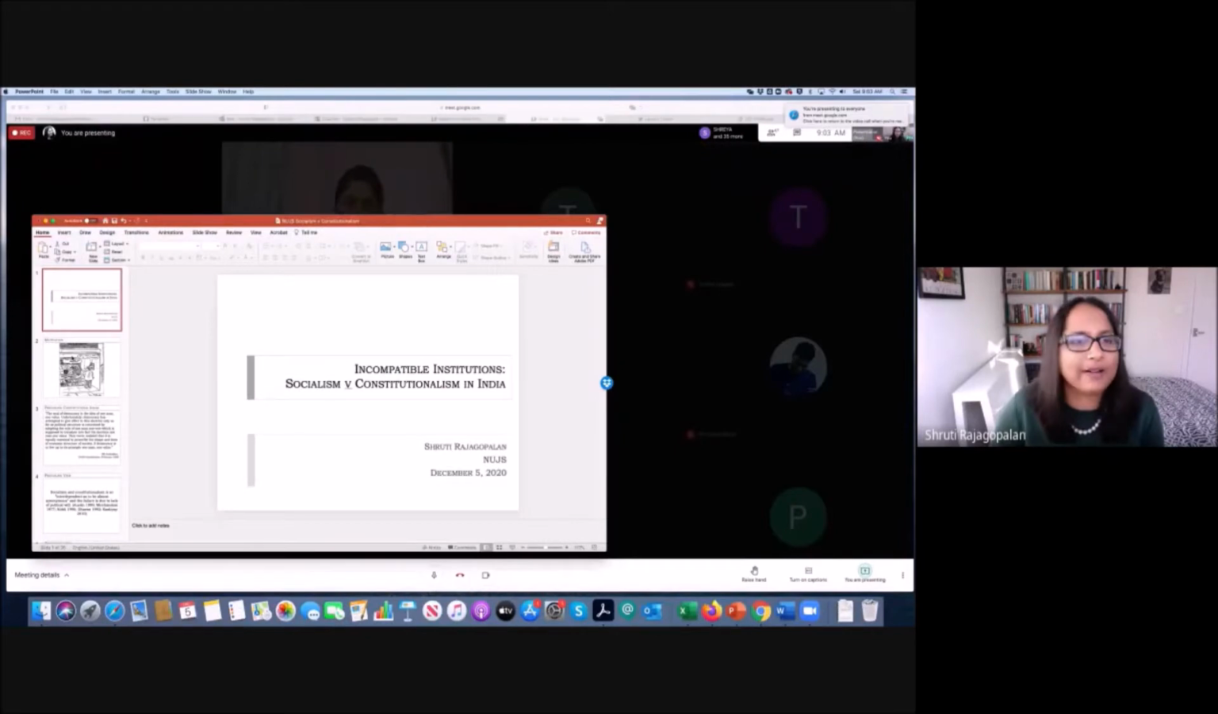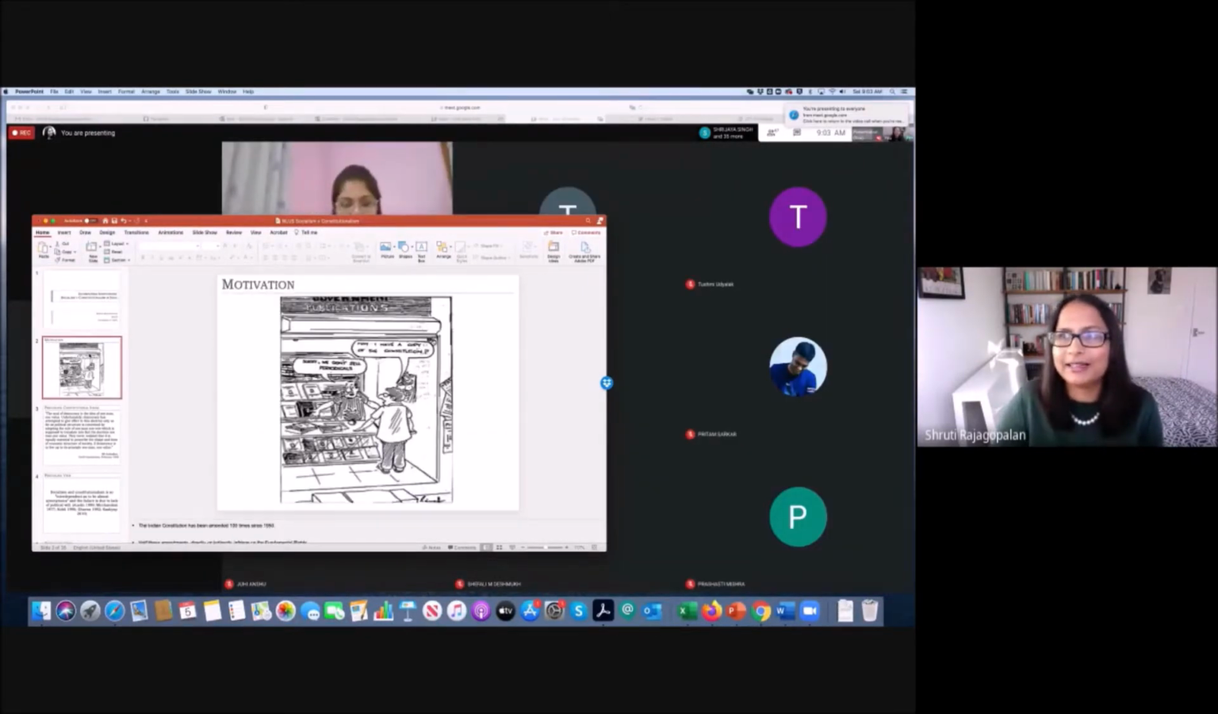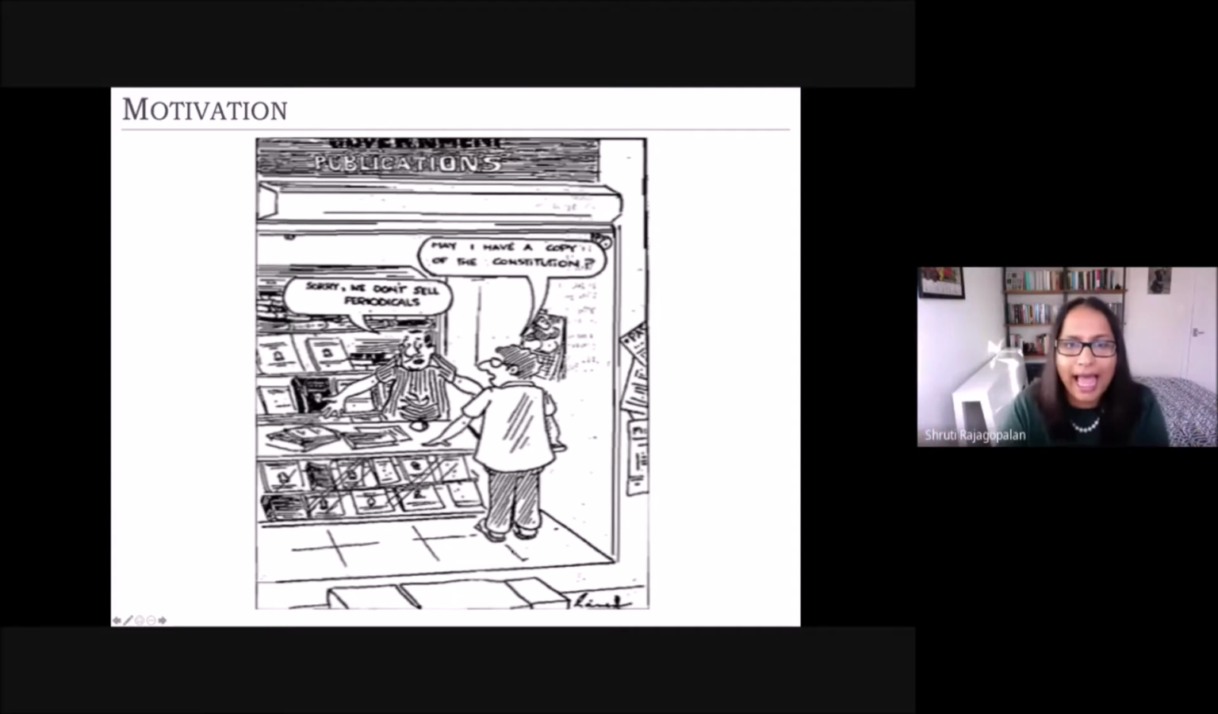I'm just going to present a set of slides now because there's a fair bit of information. That was the impetus for starting, and some of this becomes quite clear when you look at this cartoon. Are you all able to see it? It's a government publications shop, and a gentleman goes up and says, "May I have a copy of the Constitution?" The shopkeeper says, "Sorry, we don't sell periodicals." The Indian Constitution has been amended so many times that it's almost a joke. And we all know, having read the 101 on constitutionalism or rule of law, that law needs to be stable. Law must not have discretion. It must not keep changing. It must be general and applicable to all. That is the point of view with which I started digging.